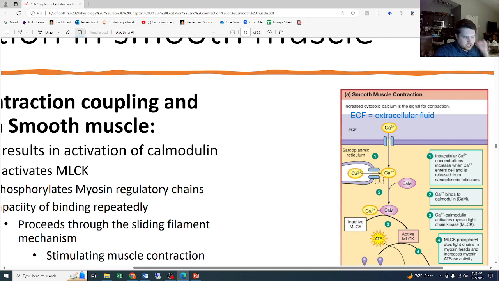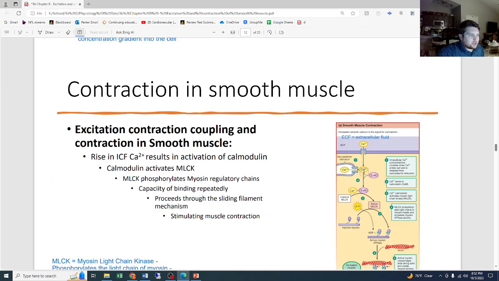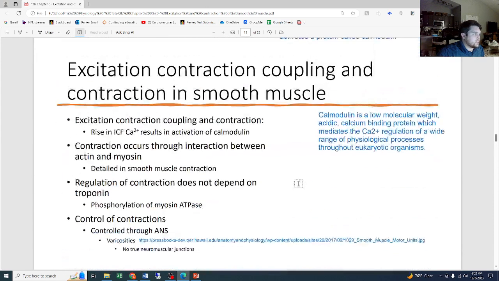I know Dr. Tate specifically doesn't mention it in the PowerPoints themselves, but in case you ever get asked about that, that is what that is referring to, the calcium spark. It's the initial wave of calcium coming in, and then activating the sarcoplasmic reticulum to also release calcium.